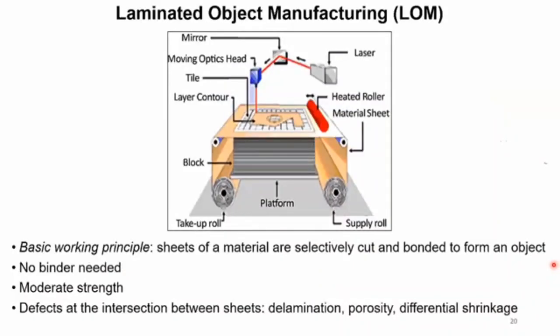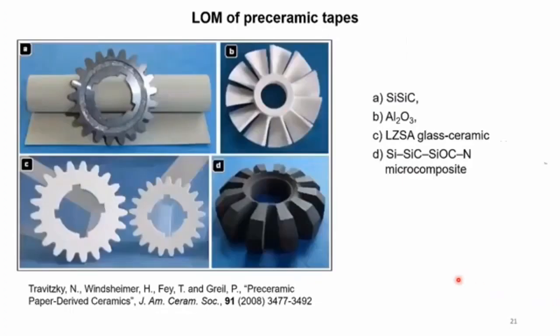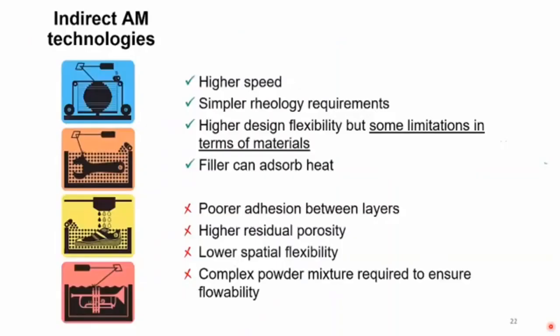The last technology, which I would say is not really much used, and is one of the first technologies that was tested, is the so-called laminated object manufacturing. Here you have sheets of a material that are selectively cut, typically using a laser, and they're bonded, typically thermally, to form an object. You end up with defects at the intersection between the sheets. And also you have quite a lot of limitation in terms of the shape of the final objects. So these are, let's say, not quite 3D, but 2.5D structures that have been generated. So LOM is also a technology that is not really giving all the benefits of additive manufacturing.